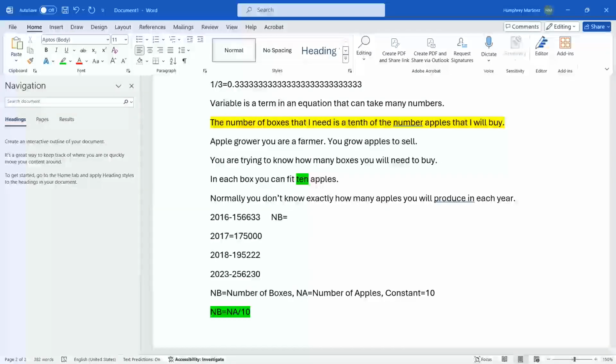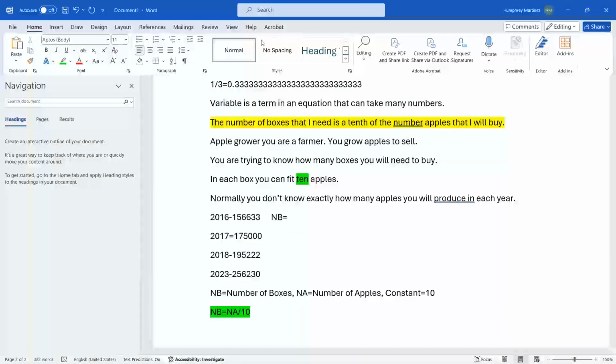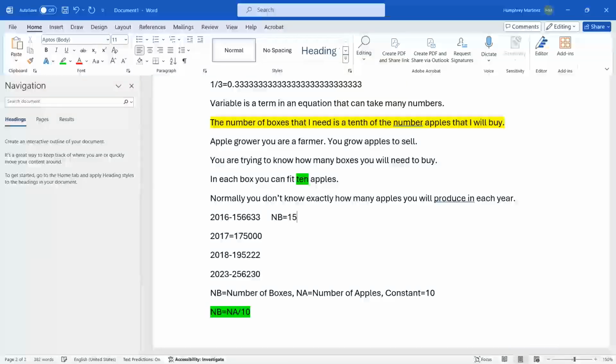Javier? Ten. How many boxes? 10. No, you won't need 10 boxes. You will need 156,633 divided by 10. That means that you will need 663.3 boxes. Okay.